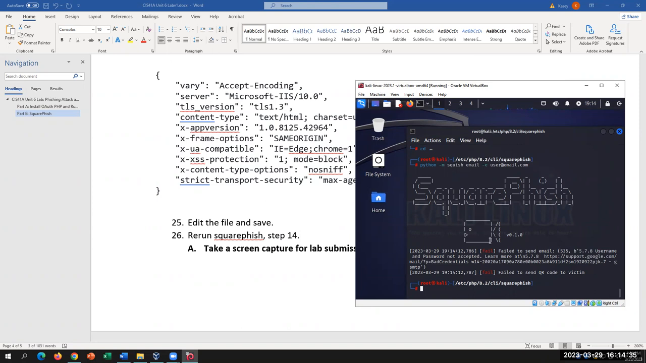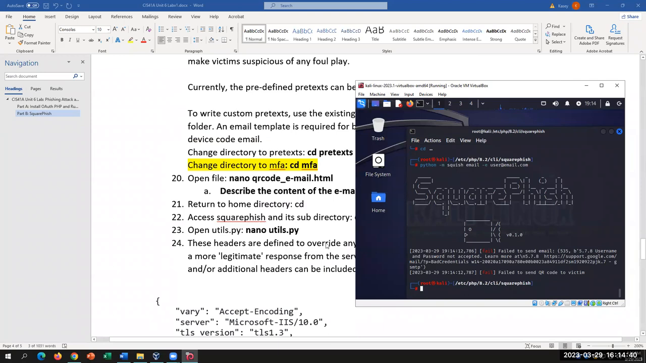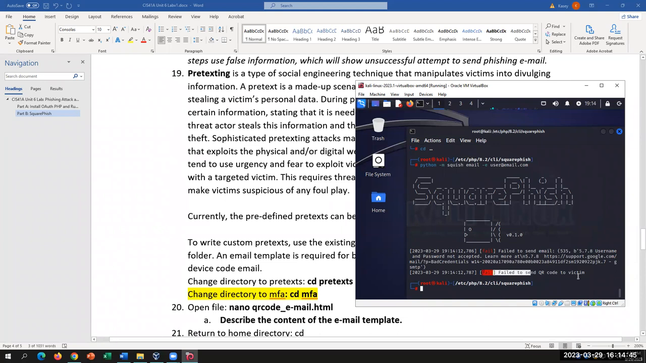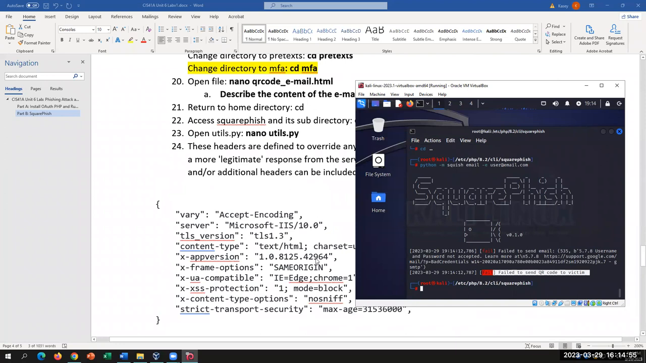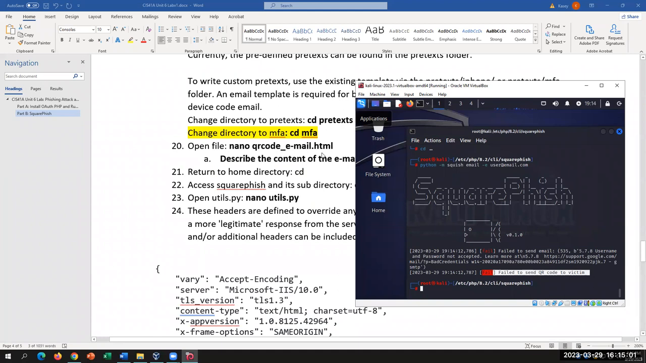When I put user at email.com, that's actually what you want to put for the target. If you are successful in sending that email to the victim, it would say success here. All of that is done in the configuration file. The pretext, we want to modify in the content of our template and also in the header. That's your pretext.